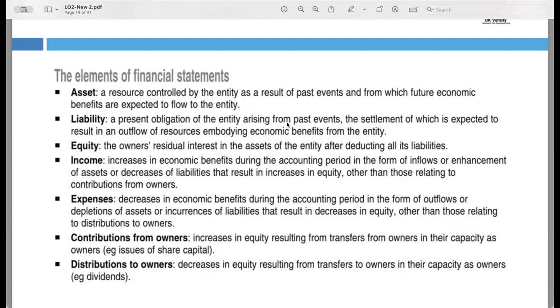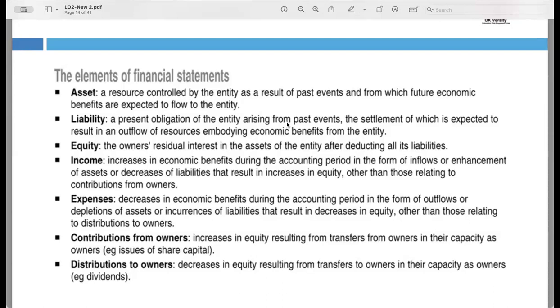Next is contribution from owners. Contributions from owners are increases in equity resulting from transfers from owners in their capacity as owners, such as issues of share capital. These contributions provide essential funding for the business to operate and expand.